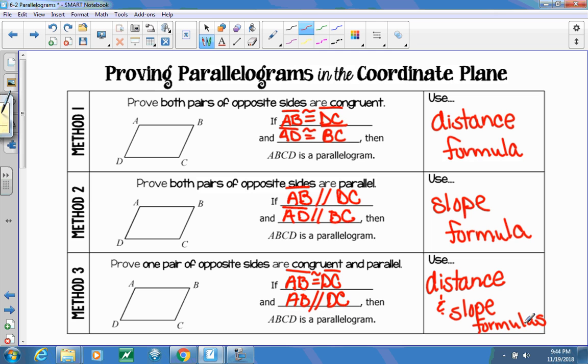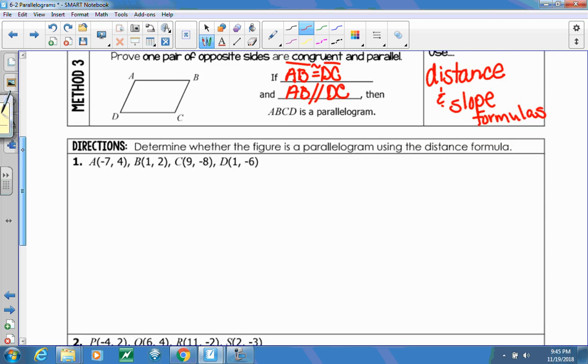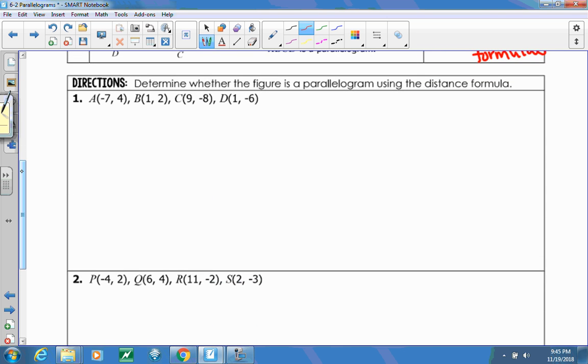So what I'm going to do is, on your little piece of paper that you have, there are some examples, and we're not going to go through all of them. I'm just going to pick one of each area and have you be looking at those, and show you how you're going to prove that you have a parallelogram or not. So let's take a look at number 1.